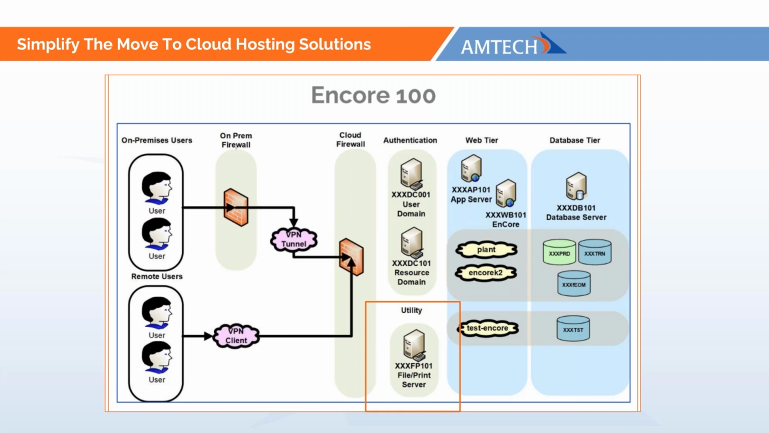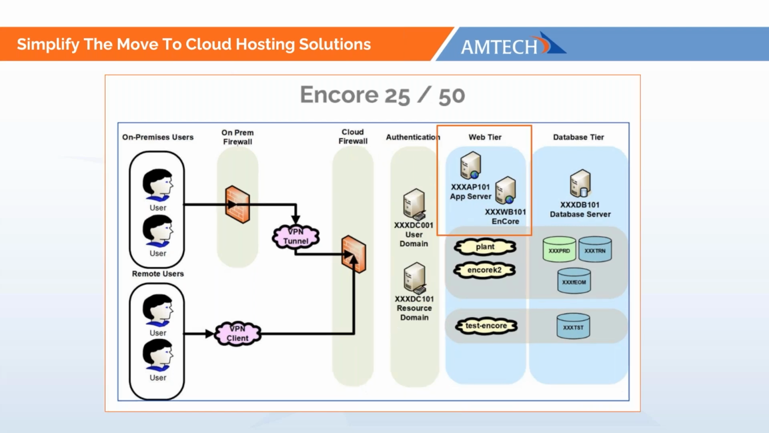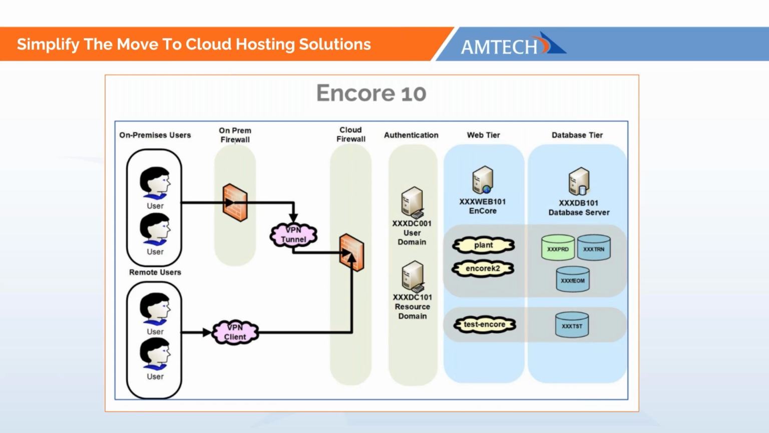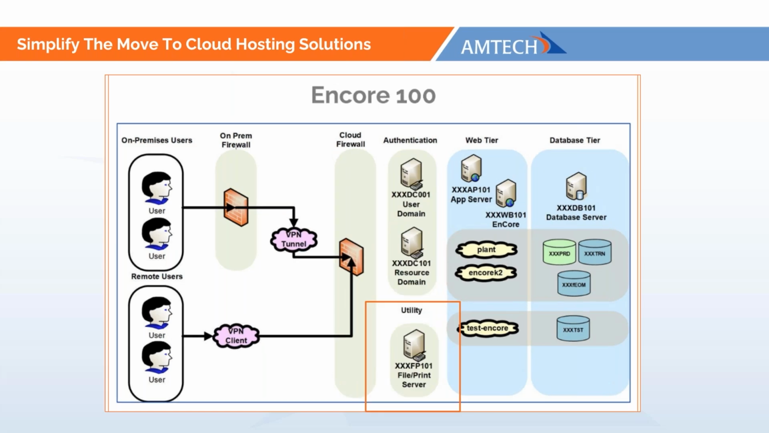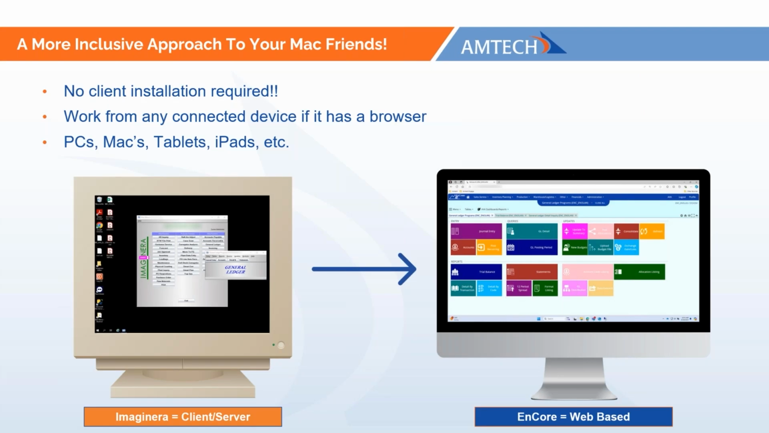So this is just a good indication of if you were to move to the cloud: going back here to the 10-user system with a single web server for EnCore and applications and a database server, to a 25 to 50 user system with 2 different servers for hosting EnCore and then other applications. And then when you get to that large number of users, actually maybe feathering in a file and print server.